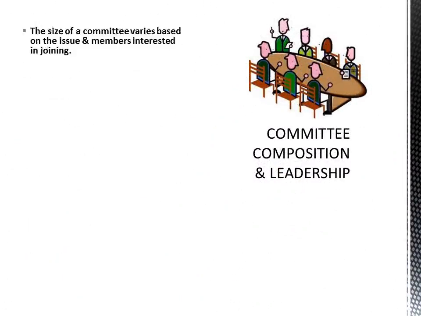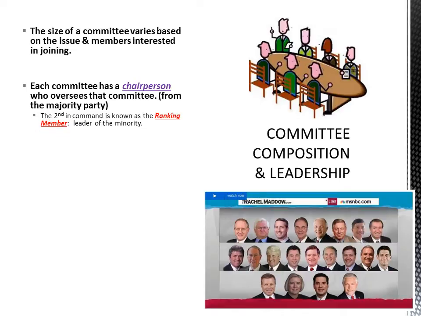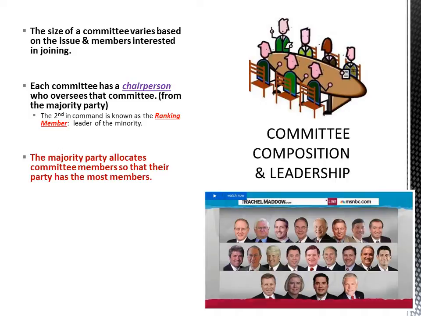The size of a congressional committee varies depending on the issue it's addressing and the level of interest that there is from the members of Congress in joining that committee. Every committee selects a chairperson who comes from the majority party and will oversee the work of that committee. That person also has a second-in-command below them, known as a ranking member, who comes from the minority party. The majority party allocates the committee members in both houses so that every committee is strongly represented by the majority party.